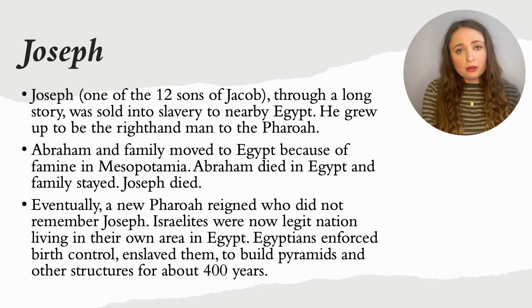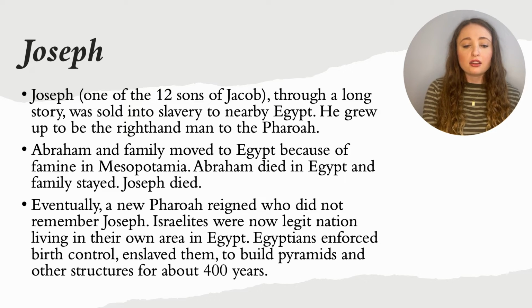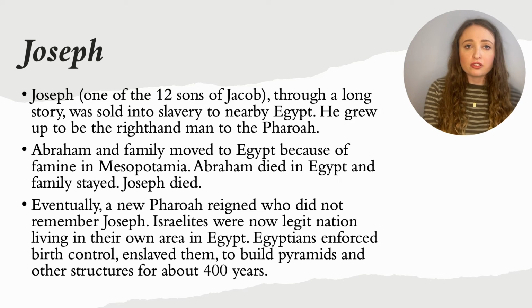So then many, many years pass, and a new Pharaoh came to rule who did not remember Joseph and did not remember his good relationship with the Israelites. By this time, Abraham's family was very, very large. They had turned into a nation living in their own area in Egypt. But this Pharaoh did not want to continue this good relation with them. He wanted to rule over them.